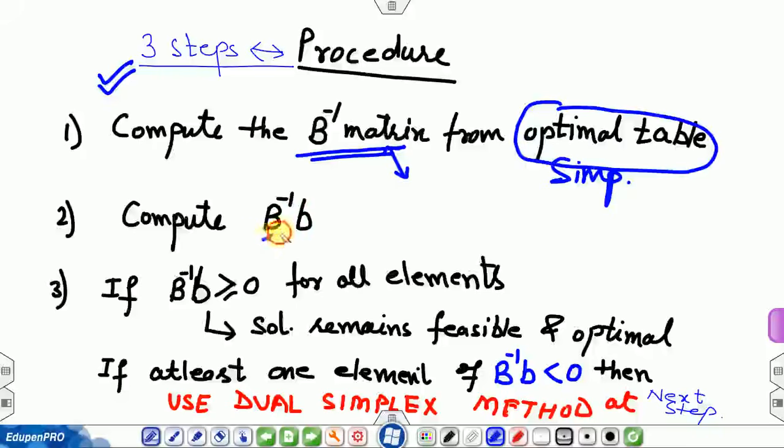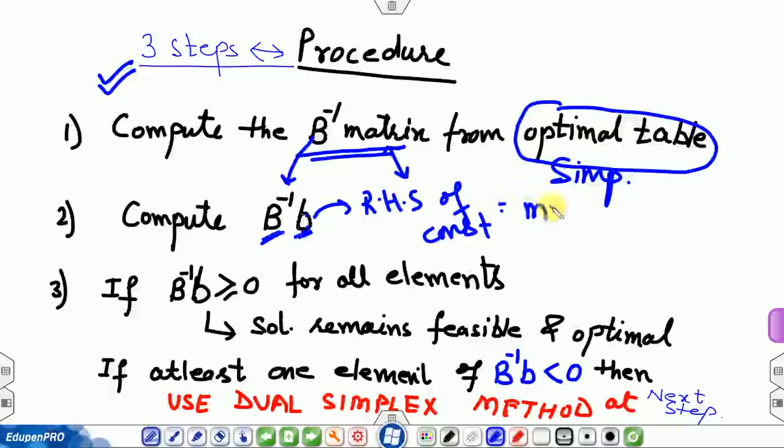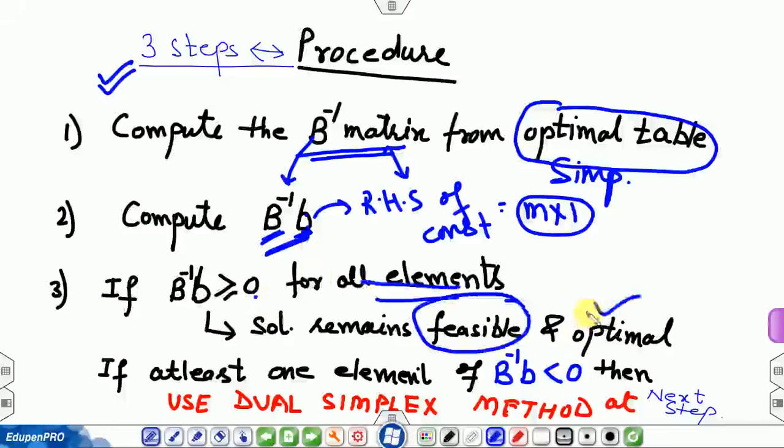And then calculate the B inverse B. Here you know the B inverse from this side. What is the B? B is nothing but the right hand side vector B of the constraints. So it is also known to you. If you multiply them, then you will get an m cross 1 column vector. And if all the elements of this vector are greater than 0, then the solution remains feasible as well as optimal.